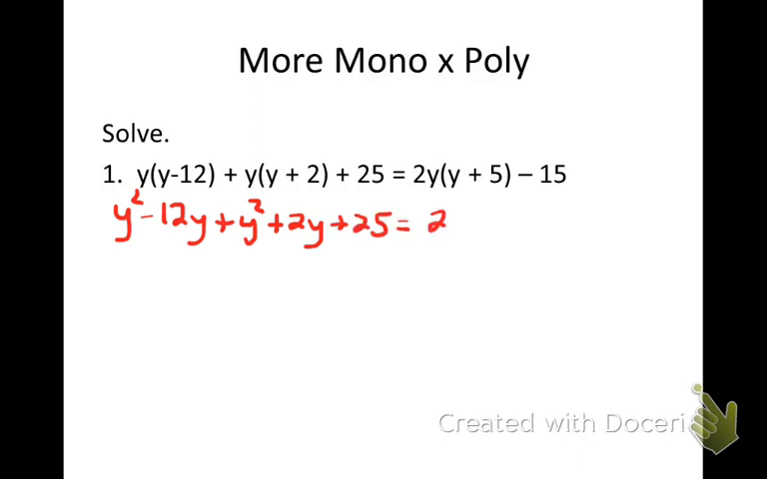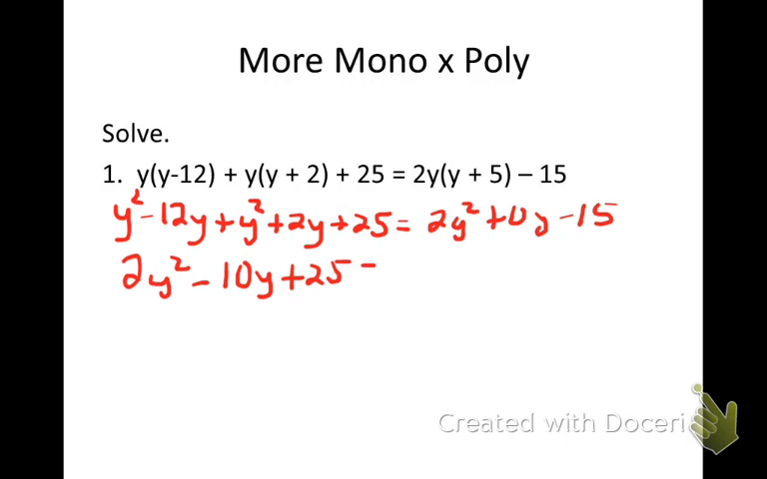Distributing over here, we're going to get 2y squared plus 10y minus 15. I'm going to simplify over here on the left. Y squared plus y squared would be 2y squared. I have minus 12y plus 2y, which would be minus 10y. Then I have plus 25 equals 2y squared plus 10y minus 15.